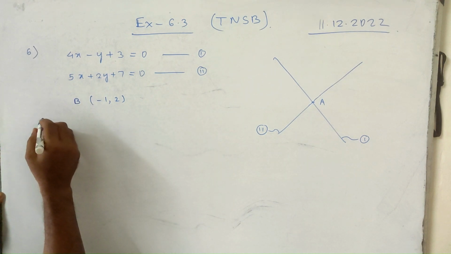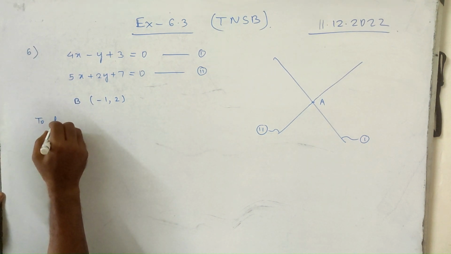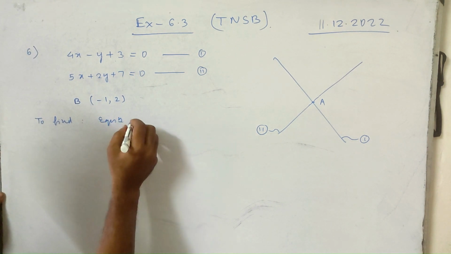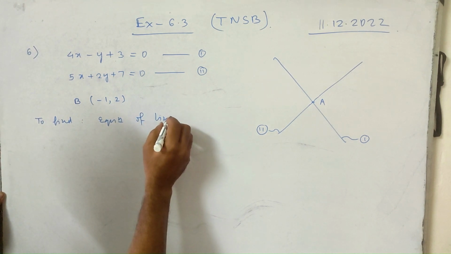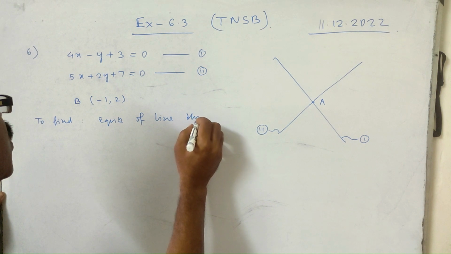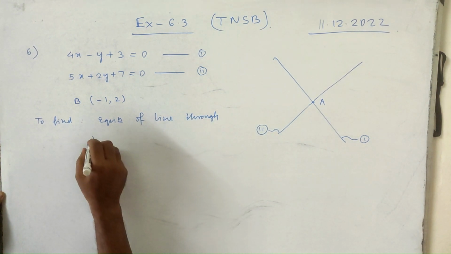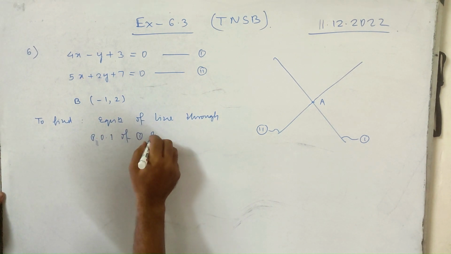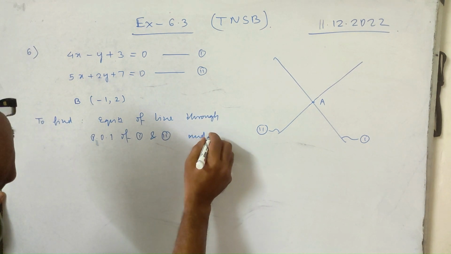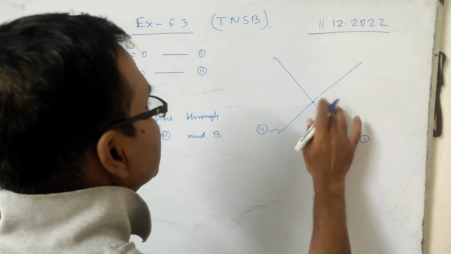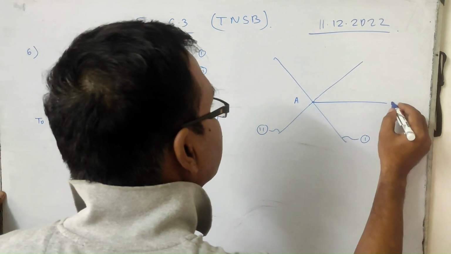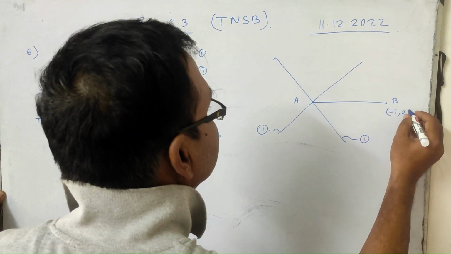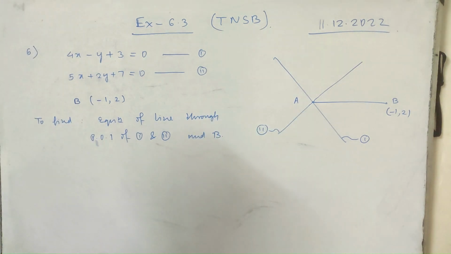So to find the equation of a line through 2 points, actually, through the point of intersection of lines 1 and 2, and B. I'll show it here. This is your point B, which is given, and is nothing but minus 1 comma 2. So we need to find out the point A.